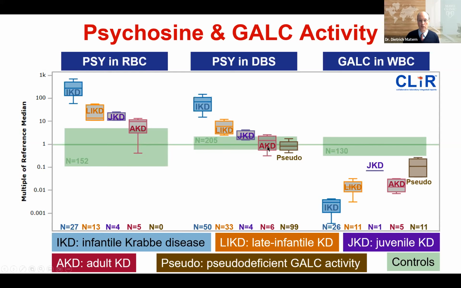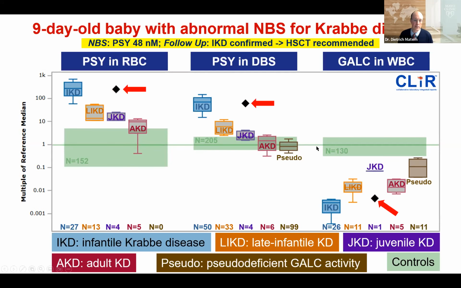And you can see here in the blood spots, again, there's total overlap for the adults, some overlap with juvenile and not with those cases with infantile, late infantile. Here's an example of a baby with a psychosine in the newborn screen of 48. Follow-up confirmed infantile Krabbe disease, and you can see here the follow-up results in red blood cells going with infantile Krabbe disease as it does in dried blood spots. And the enzyme activity, however, is at the upper end of the infantile range that we have. But based on the psychosine, there's really no question that this baby does have Krabbe disease and early onset.